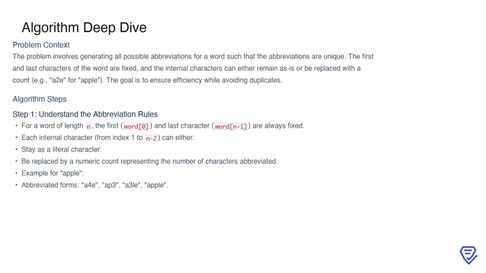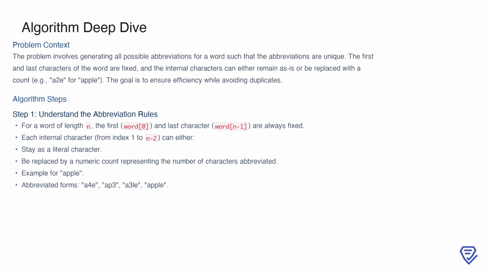The problem we're tackling involves creating unique abbreviations for words while adhering to specific rules. The first and last characters of the word must remain fixed, while the characters in between can either stay as they are or be replaced by a count of how many characters are abbreviated. For example, the word apple could be abbreviated as a2e, where the 2 indicates that 2 characters, p and l, have been condensed into a count.